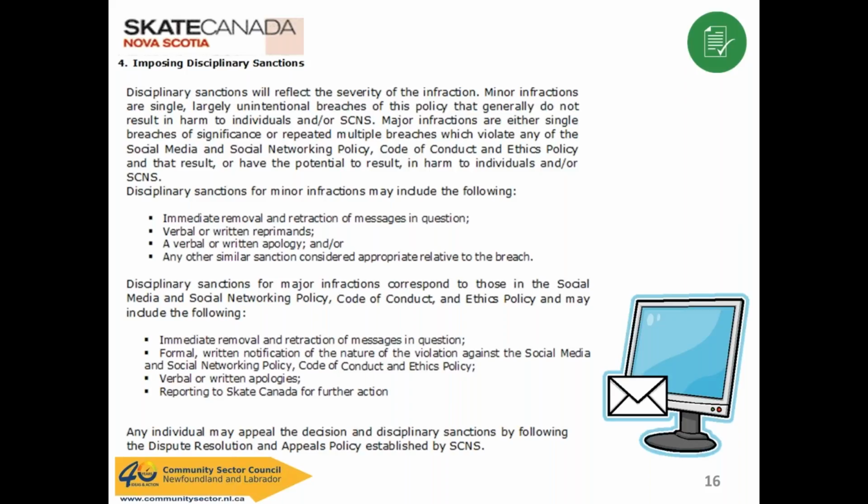And this example is by Skate Canada Nova Scotia. Skate Canada Nova Scotia had a very in-depth, extensive and complete explanation about disciplinary sanctions. They said, disciplinary sanctions will reflect the severity of the infraction. Minor infractions are single, largely unintentional breaches of this policy that generally do not result in harm to individuals or to Skate Canada Nova Scotia.